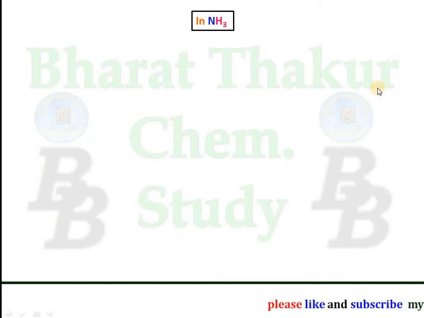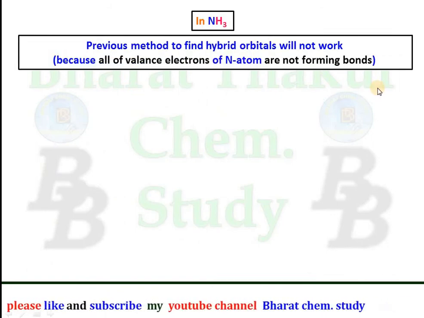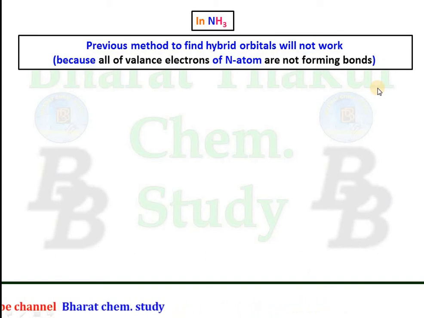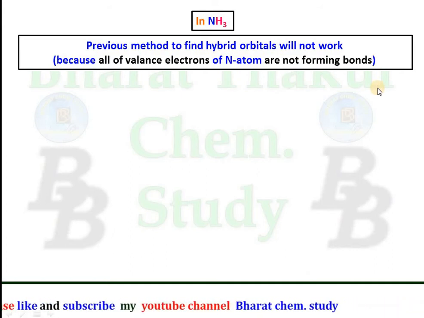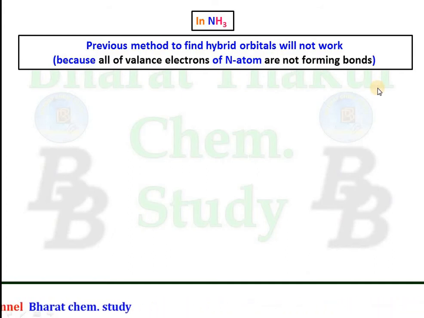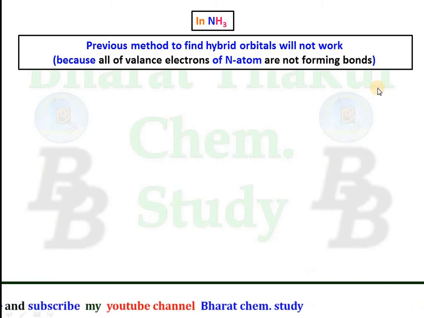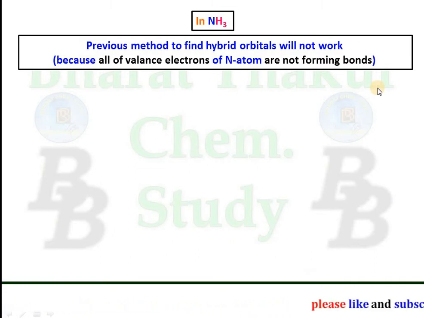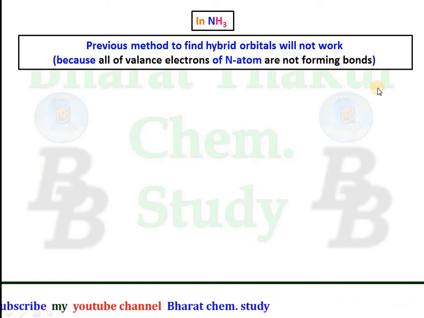Let's understand the hybridization in the case of ammonia. In the case of ammonia, the second method, which we are using to calculate the number of hybrid orbitals by just calculating the number of sigma bonds formed, will not work here, because all the valence electrons of the nitrogen atom are not forming bonds. So whenever in a molecule a central atom does not utilize all of its valence electrons in the formation of bonds, we will never use the second formula, that is, we will never calculate the number of sigma bonds.